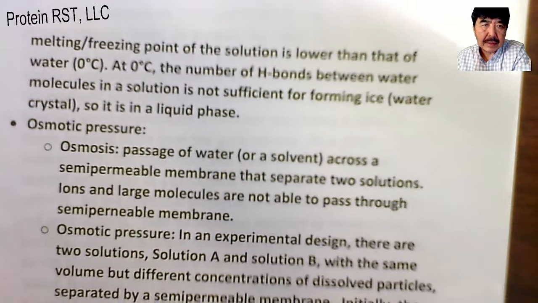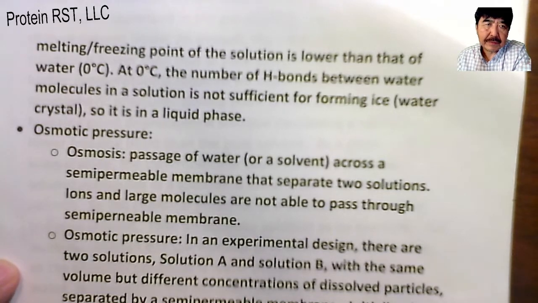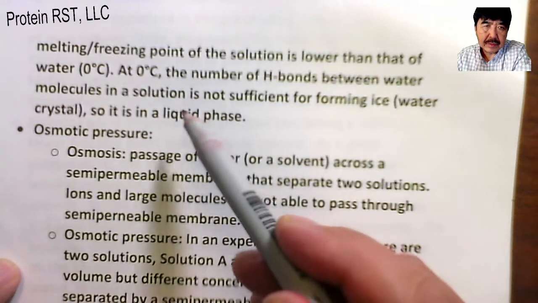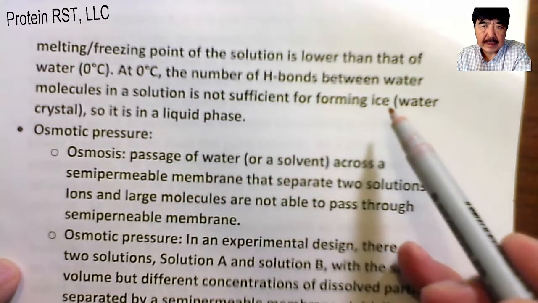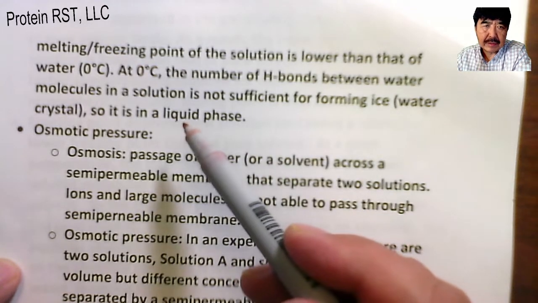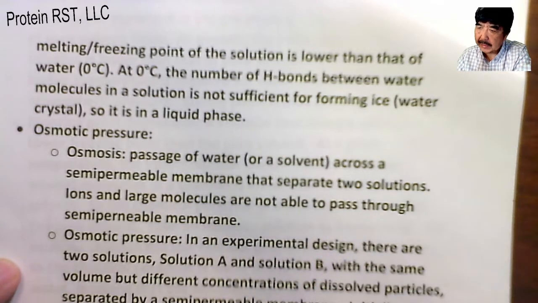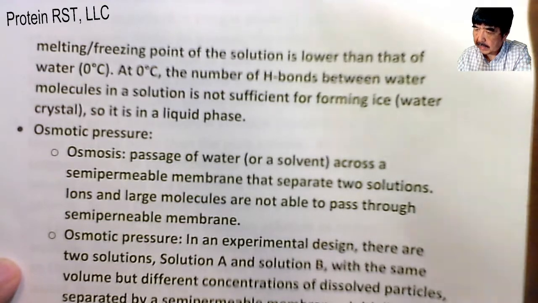At 0 degrees, which is the freezing point of water, the number of hydrogen bonds between water molecules in the solution is not sufficient for forming ice. So at 0 degrees it is still in the liquid state. This is the freezing point depression.